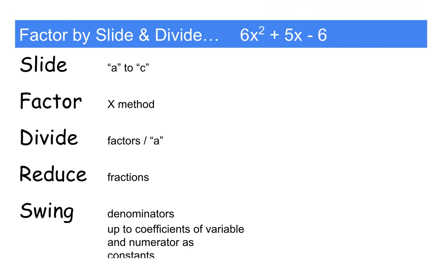Okay, so we are going to try and factor by the slide and divide method right here. And we're taking this particular problem right now. It is 6x squared plus 5x minus 6. So we're going to keep following our steps, right? So the first step is slide A to C.